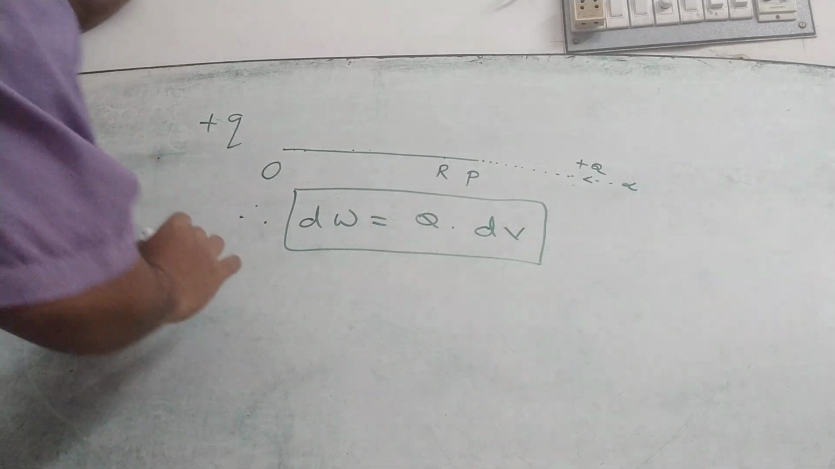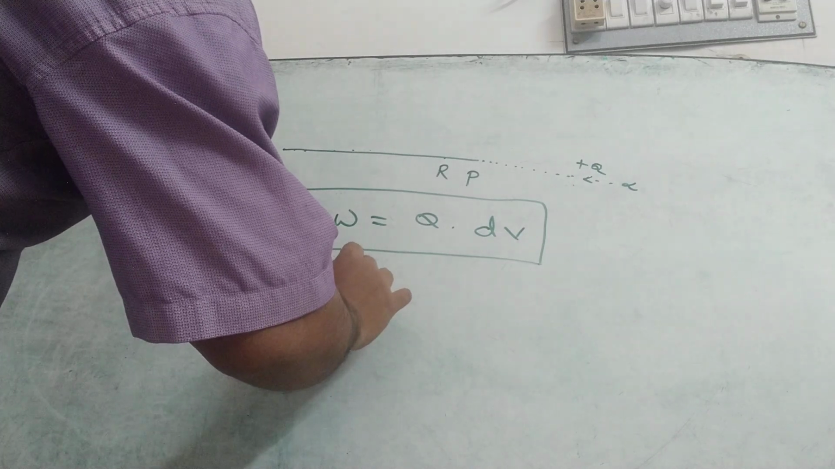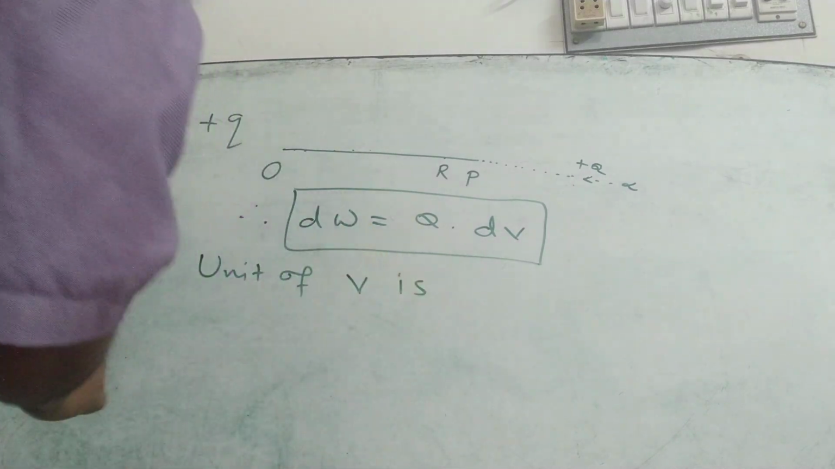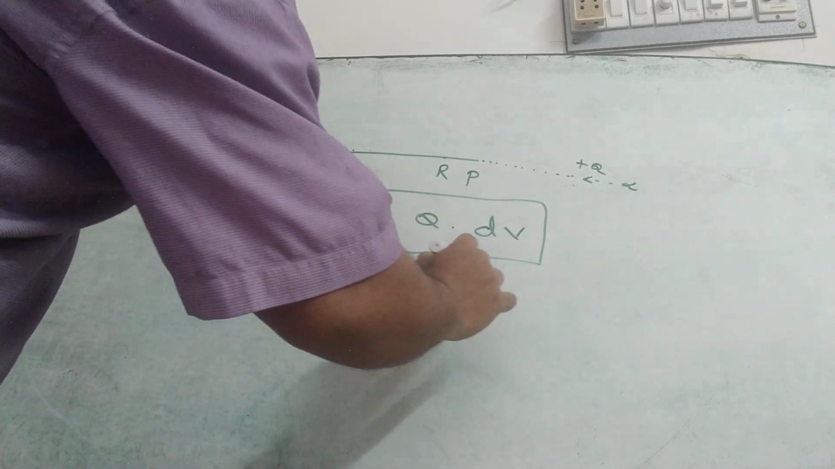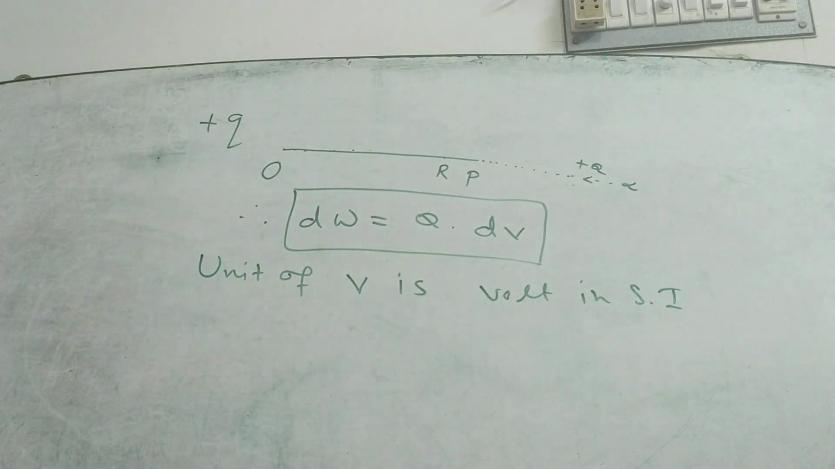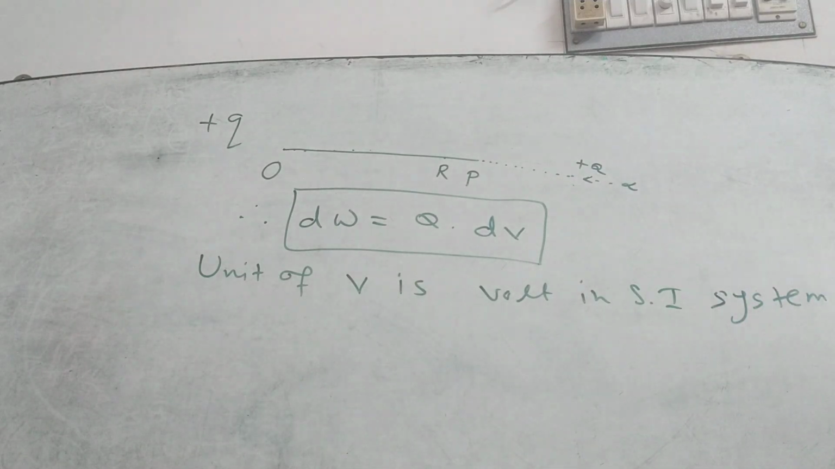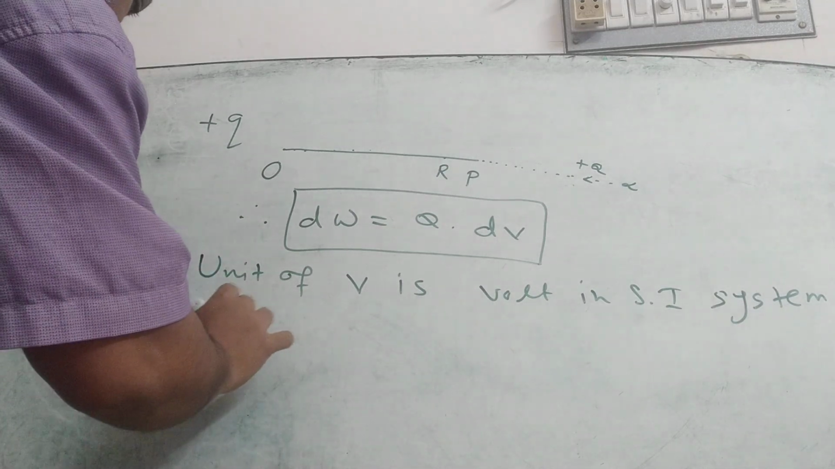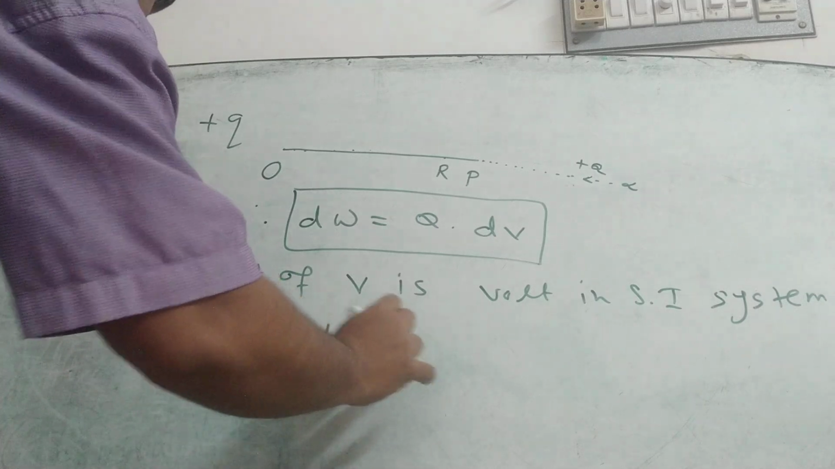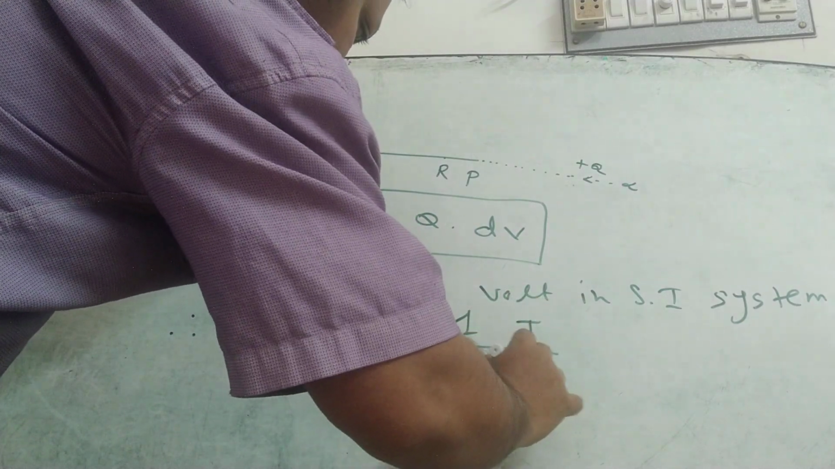The unit of V, or potential difference, is the volt in the SI system. Therefore, 1 volt is equal to 1 joule per 1 coulomb.